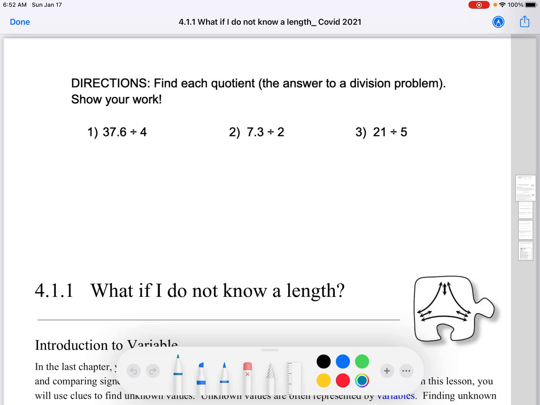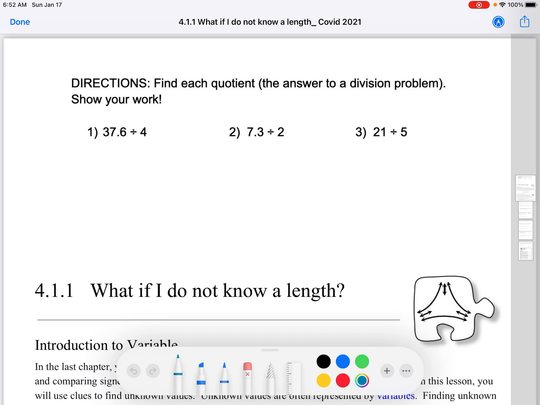Hello, here's a video for 4.1.1, and we're going to introduce something new that we call a variable. It's a very odd, very different thought, where as we move through math, we get more letters in math actually. Okay, let's get going.